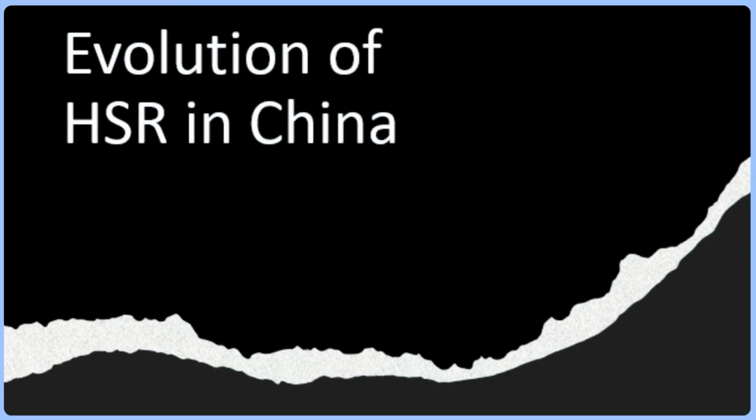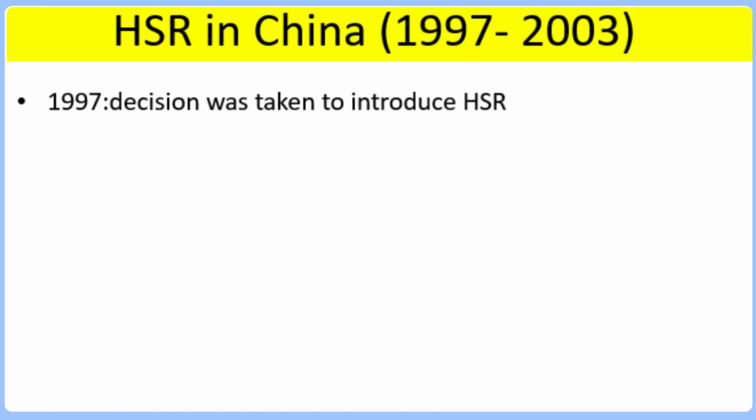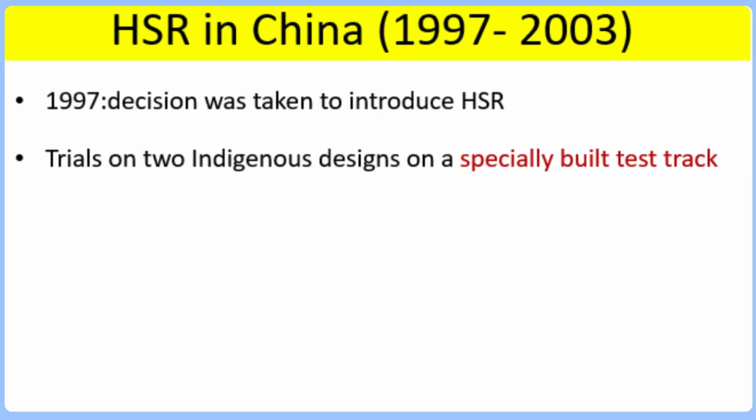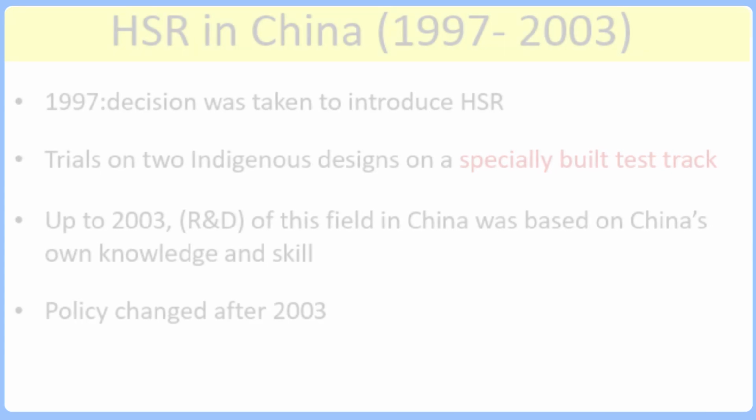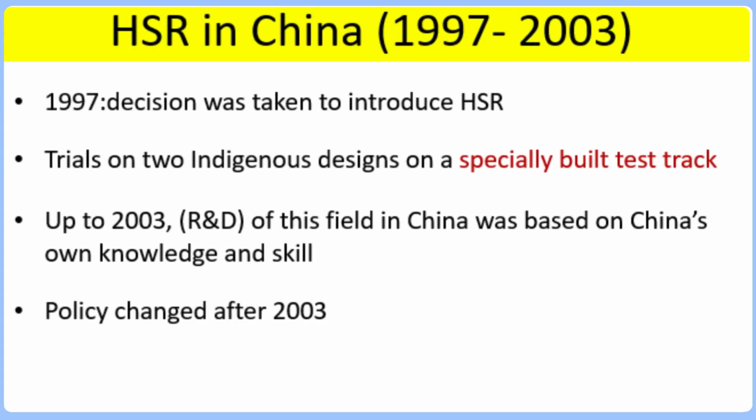Now we will delve into the evolution of high-speed rail in China. In 1997, a decision was taken to introduce HSR in China. Trials were done on indigenous designs on a specially built test track. Up to 2003, R&D in this field in China was based on China's own knowledge and skill. But the policy changed after 2003.